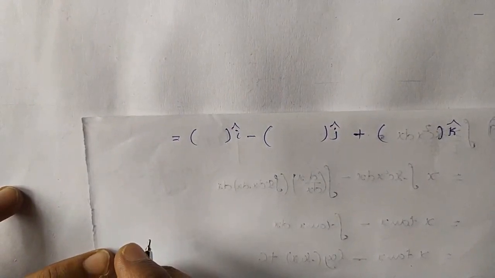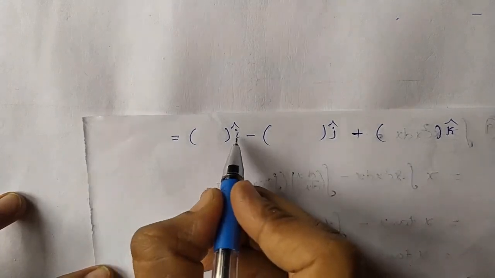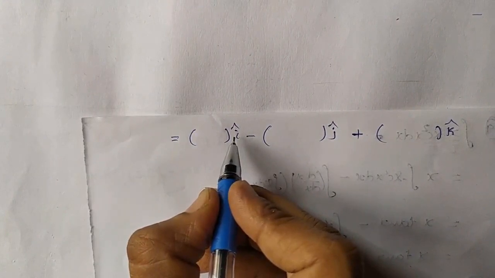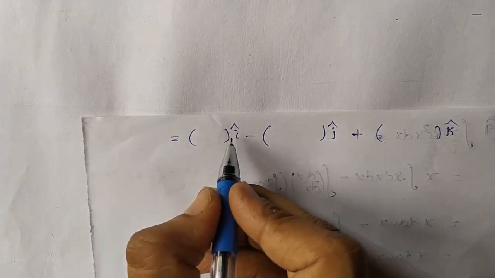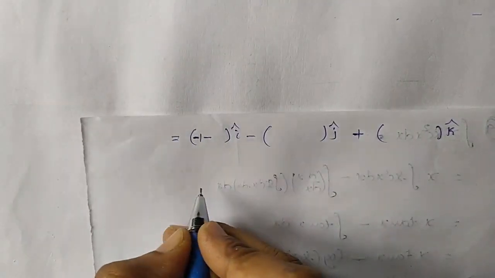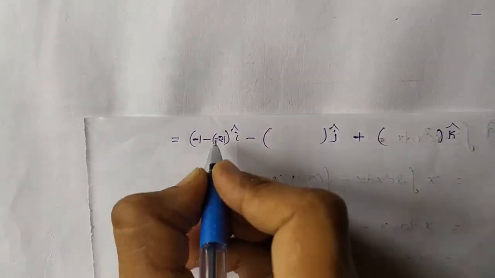I hope everyone has written the determinant step in your notebook. Just observe that notebook. First we want i cap, so you just delete that corresponding row and corresponding column. What we will get? Minus 1 into plus 1 is minus 1. So minus of 3 into minus 7 is minus 21.